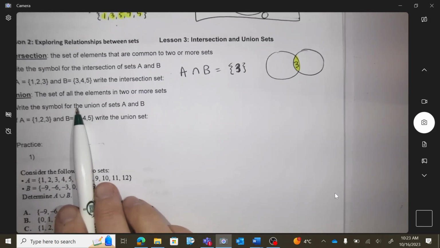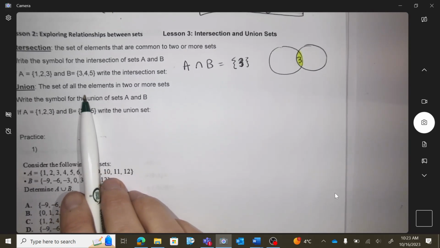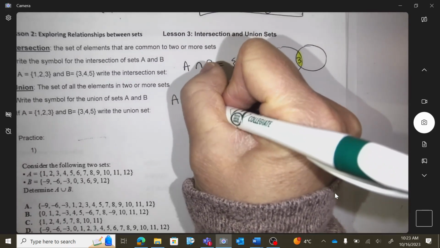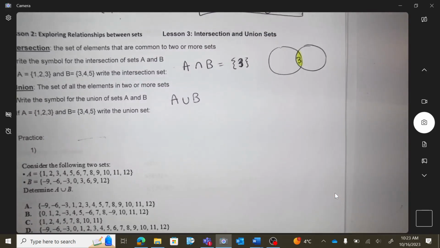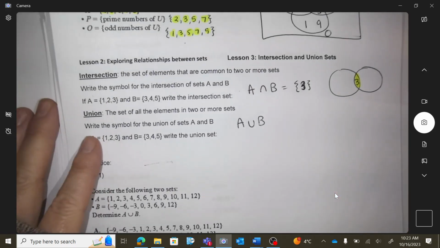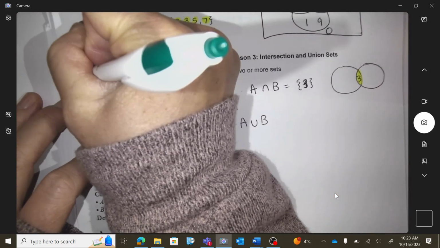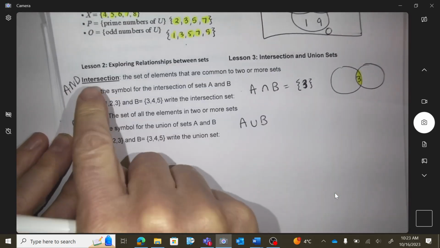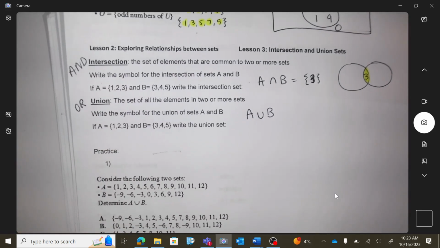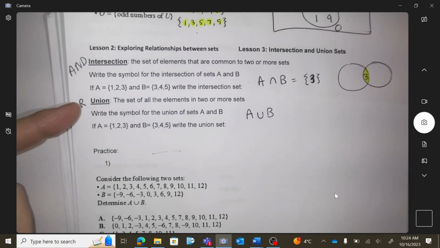Union. This would be the elements in two or more sets. So this would be in A or in B. So what's in A or B? So if you want, you can put it like this, and, or. That's kind of the math thinking. This is an and, this is an or.